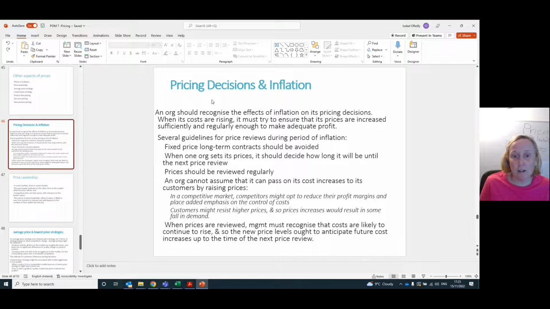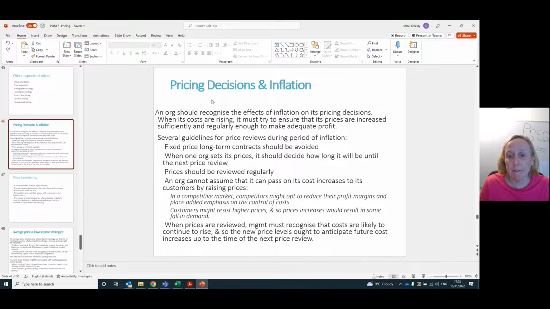An organization cannot assume that it can pass on the cost increases to its customers by raising prices. In a competitive market, competitors might opt to reduce their profit margins instead and place an added emphasis on the control of costs. So, looking internally, customers might resist higher prices, and so price increases would result in a fall in demand in some markets.